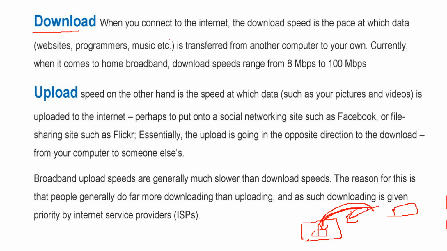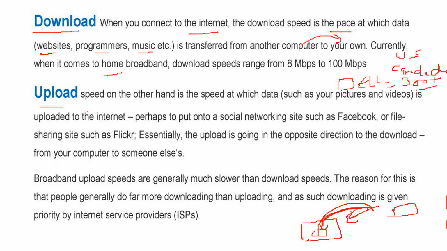So when you connect to the internet, the download speed is important. We are talking about speed now. The speed is the rate at which data, be it a website, programs, music or video, is transferred from one computer to your own. Some other computer can be there. When it comes to home broadband in the US and Canada, an ISP is giving you 300 plus Mbps broadband home service.